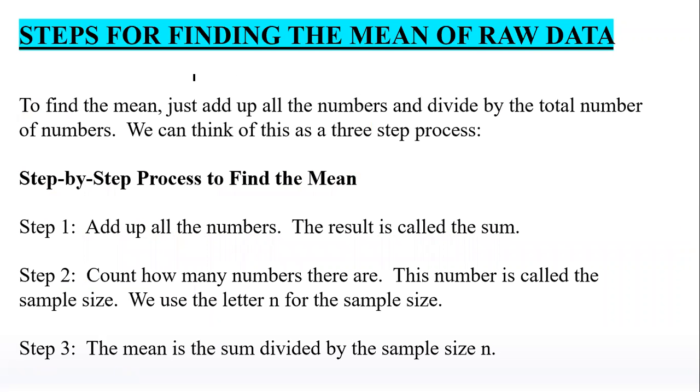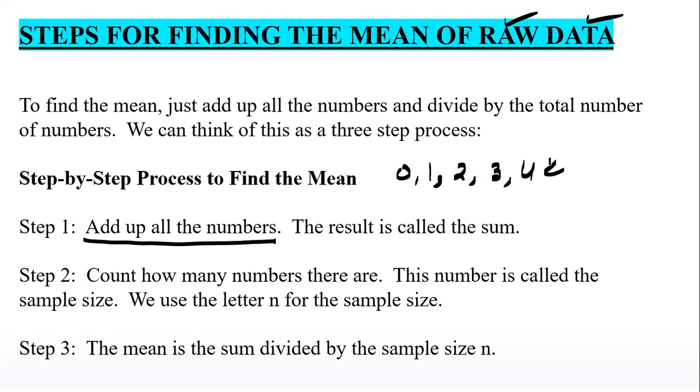Now, what are the steps for finding the mean of raw data? To find the mean, just add up all the numbers and divide by the total number of numbers. We can think of these as 3 steps. Number 1, add up all the numbers. Let's take one example. If we want to find the mean of the first 6 whole numbers. The first 6 whole numbers are 0, 1, 2, 3, 4, and 5. These are the first 6 whole numbers.